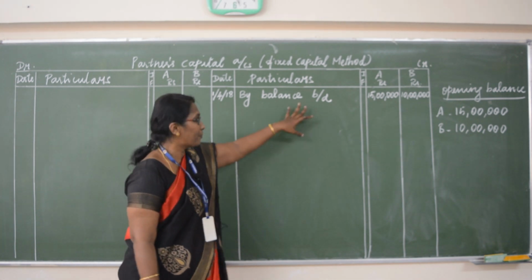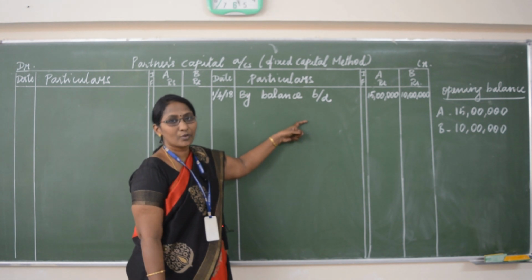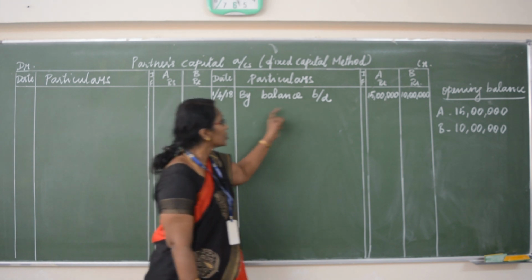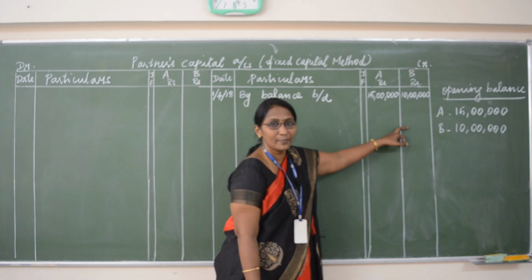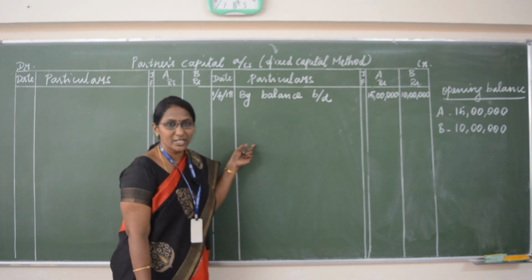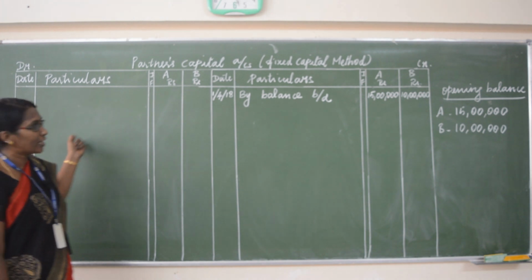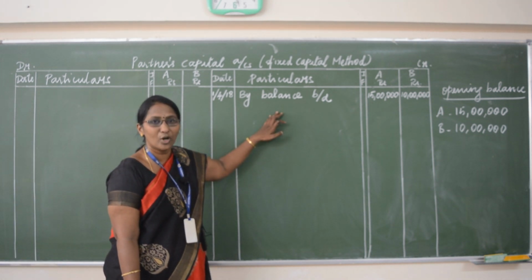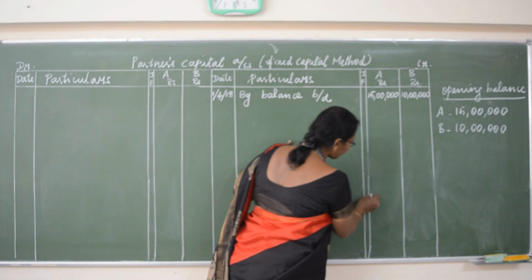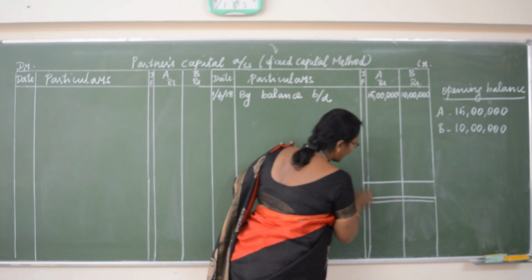Is it clear? Opening balance of capital I have written on the credit side. Why do we write capital there? By default it will be entered on the credit side. It's a credit value. So 15 lakhs for A, 10 lakhs for B. There is no additional capital, so I cannot write additional capital. There are no drawings, so I cannot write drawings. Only one value you have, that is the opening balance of capital. Now we have to close this account. How to? I write total.